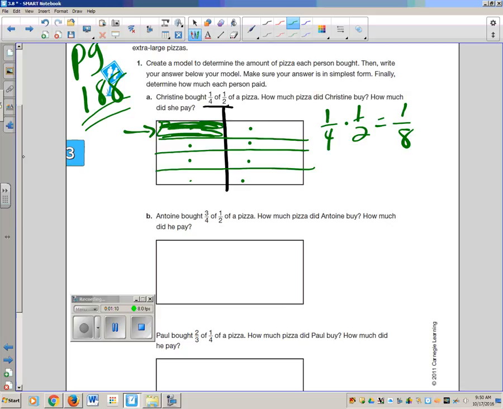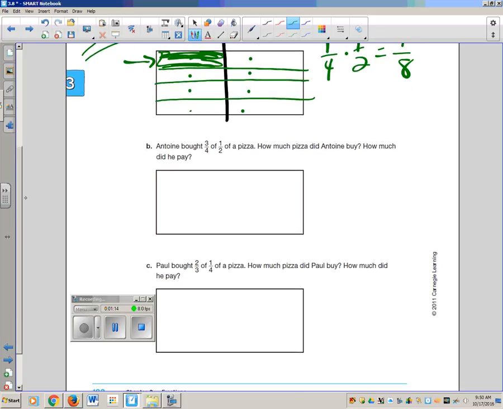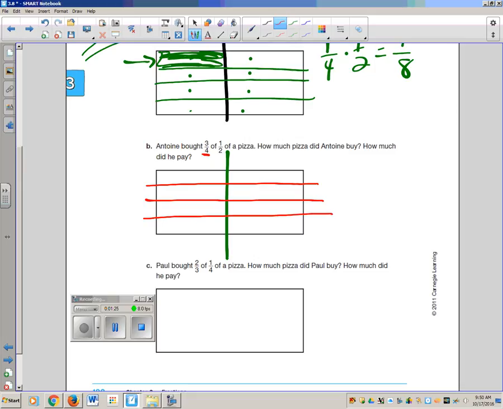Once again, we're just doing the pictures. 3/4 of a half. Cut it in half. Now you're going to do fourths. The denominator tells us how many groups. So I'm going to take 3 of the fourths. 1, 2, 3. 1, 2, 3, 4, 5, 6, 7, 8. So 3/4 times a half is 3/8.